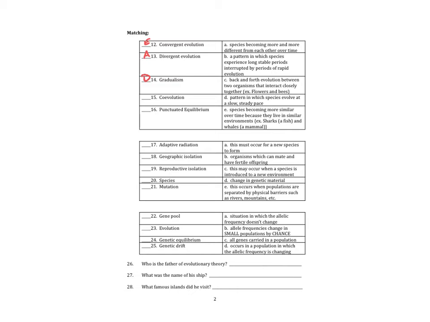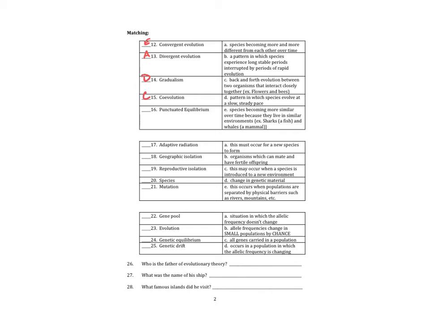Number 15, coevolution, is C. And that says that it's the back and forth evolution between two organisms that interact closely together. So for example, there's flowers and their pollinators. Like in Minnesota, there's a flower that's red. It's called cardinal flower, and it has a long tube. At the bottom of that tube is nectar, and hummingbirds are one of the only animals able to reach that nectar. So this plant and hummingbirds have developed a relationship where the plant has adapted a way to easily deliver food to the hummingbird, and the hummingbird in return pollinates the flower.